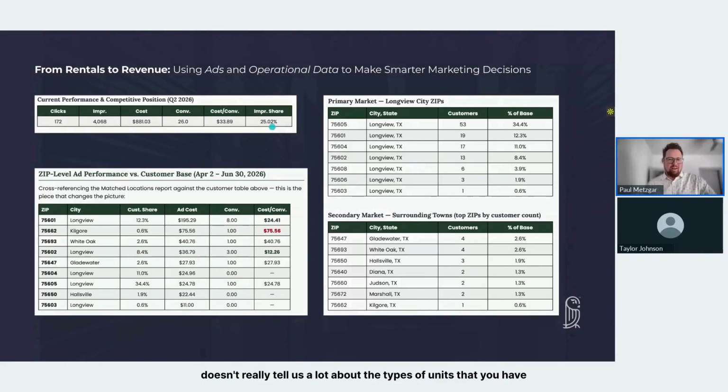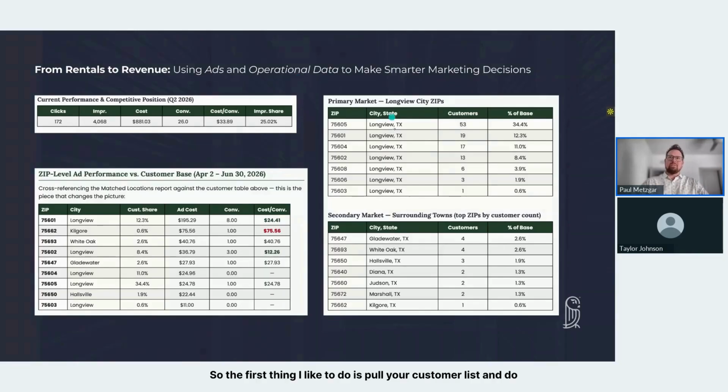But it doesn't really tell us a lot about the types of units that you have available or the places that those customers may be coming from. So one thing I like to pull is, again, those occupancy management summaries, a lot of the kind of core pieces in your PMS to be able to generate a different layer of analysis.